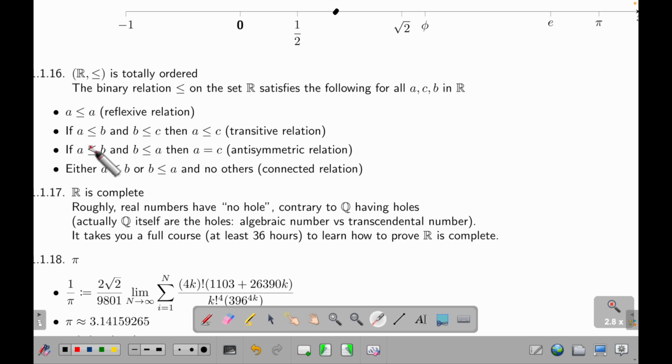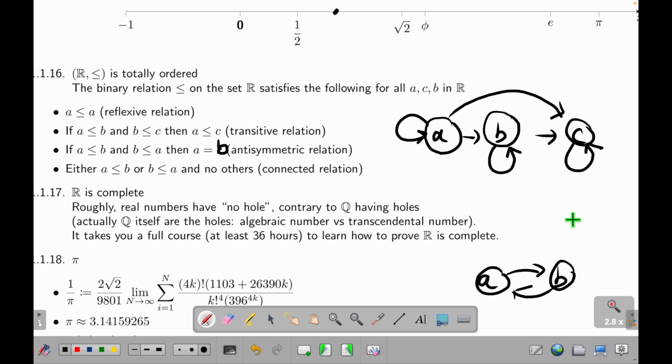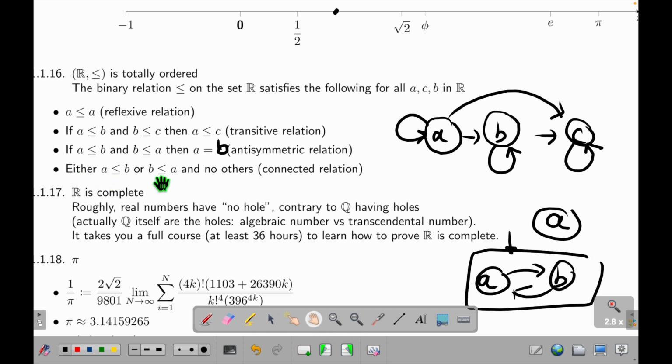So that's correct. And then transitive: if a is smaller than b and b is smaller than c, then of course a is smaller than c. Let me recap. If a points with an arrow to b and b points with an arrow to c, in the directed graph representation of the relation, then a can go to c, okay? a is smaller than or equal to a, so that means you have a loop on a, okay? And same for b, and same for c, okay? And then if a is smaller than b and b is smaller than a, that means a equals b. Anti-symmetric means a is smaller than b and b is smaller than a, then these two will fuse together into a node, okay? That means you never see something that looks like this. And lastly, either a is smaller than b or b is smaller than a, and no others.